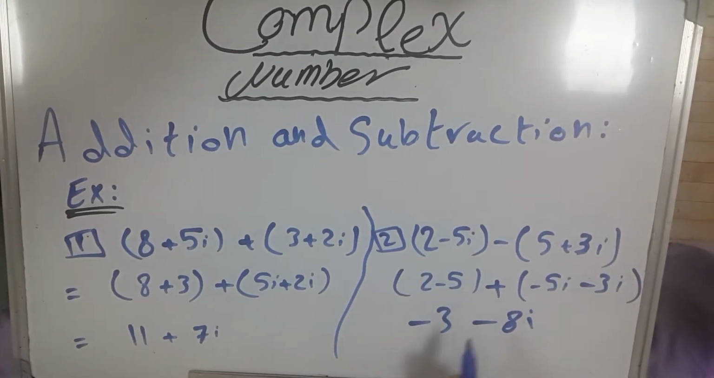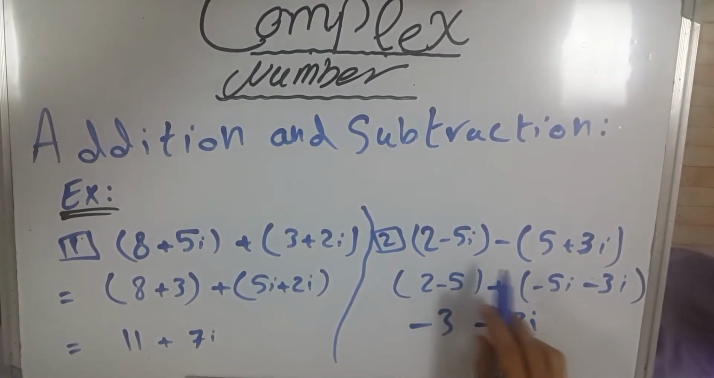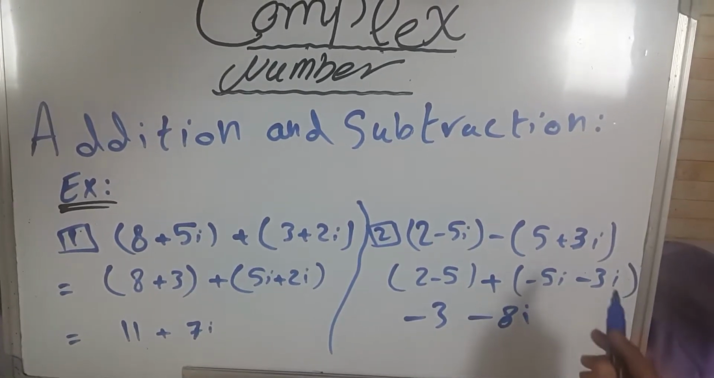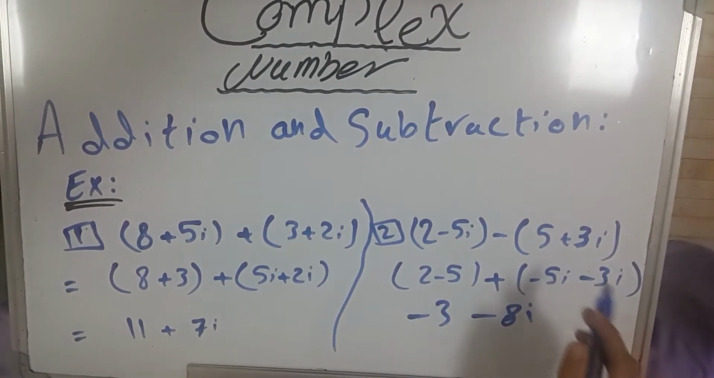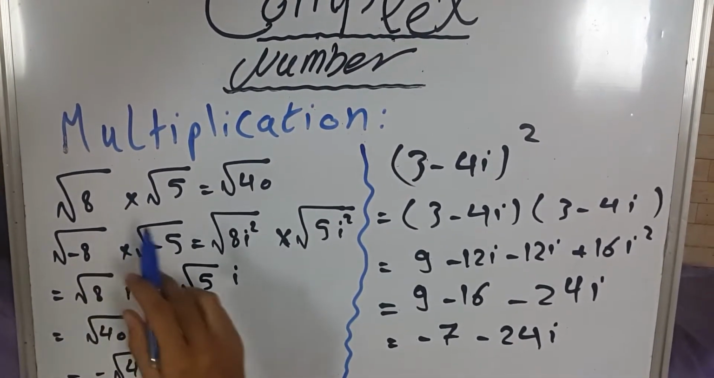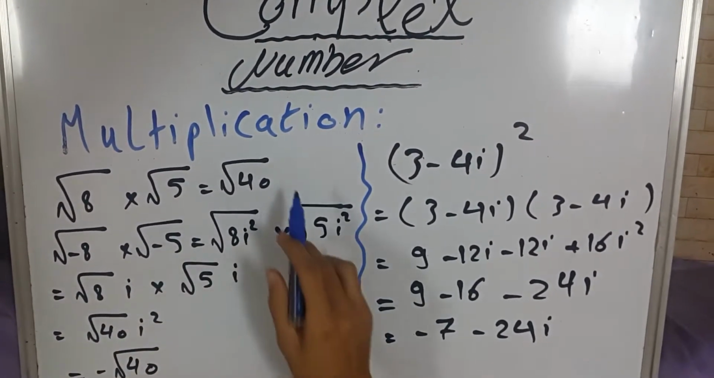So 2 minus 5 equals negative 3, and negative 5 minus 3 equals negative 8i. And now we will move to multiplication of complex numbers. So in real numbers, if we multiplied, for example, root 8 times root 5, it equals root 40.